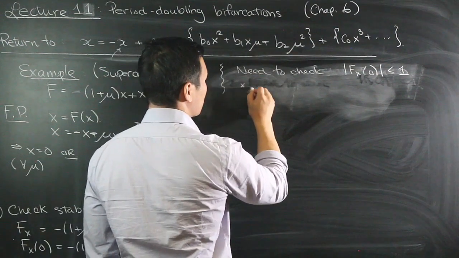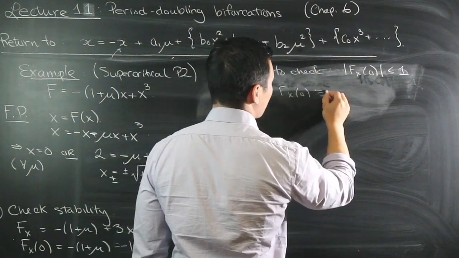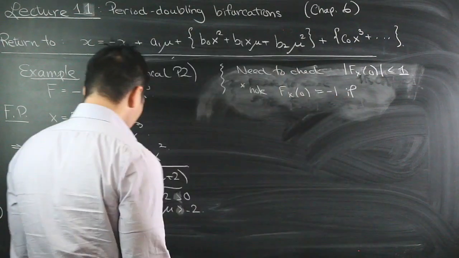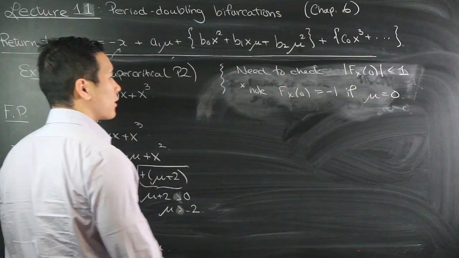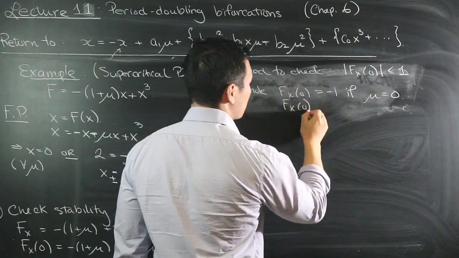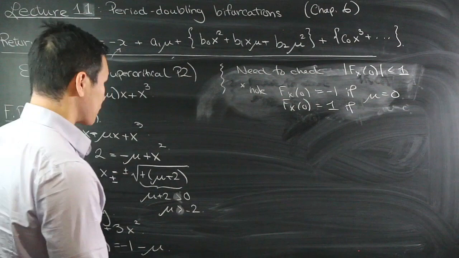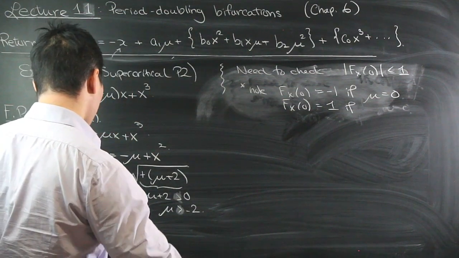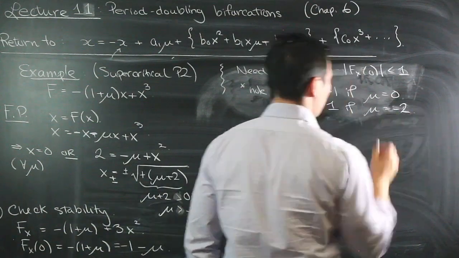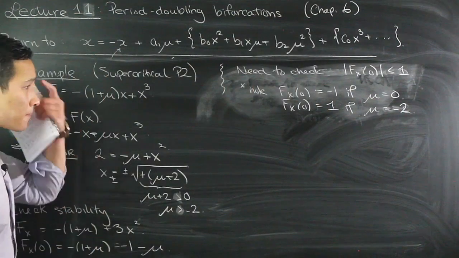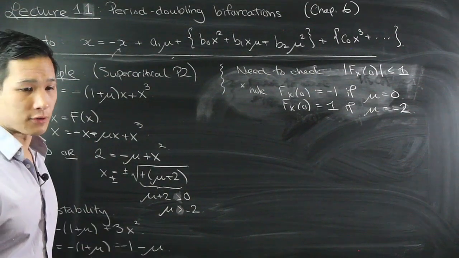So note that f'(x) at 0 is equal to minus 1 if mu is equal to 0. Okay, and then note that f'(x) at 0 is equal to 1 if mu is equal to minus 2. Okay. And then after you've done that, you just kind of check on each subinterval where it is.